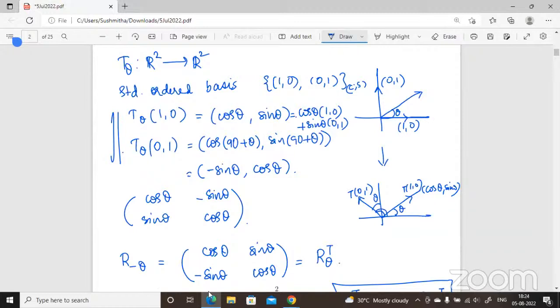So we know from physics that it's going to be cos theta, sin theta. That's what I've written here. Similarly for this vector, when we rotate it, I'm going to get this vector, which is at an angle theta from this vector. So the total angle is 90 plus theta. So that's going to be cos(90 plus theta), comma, sin(90 plus theta). Is it clear? Yes.